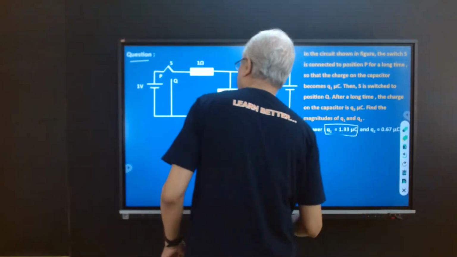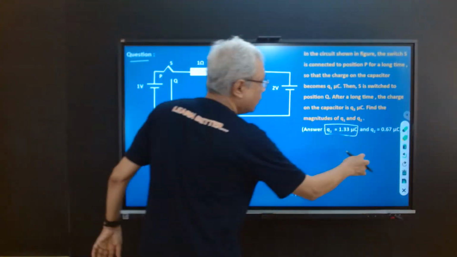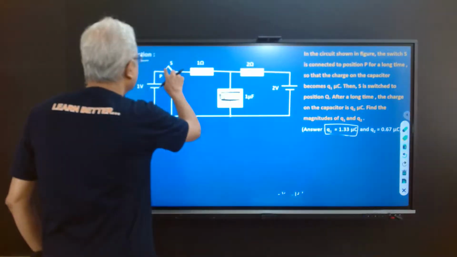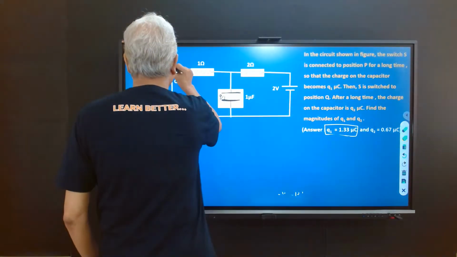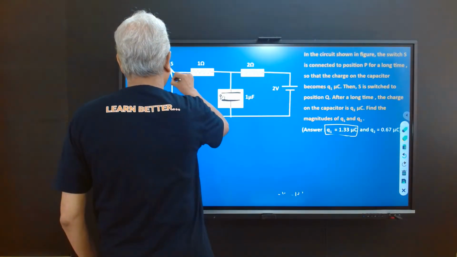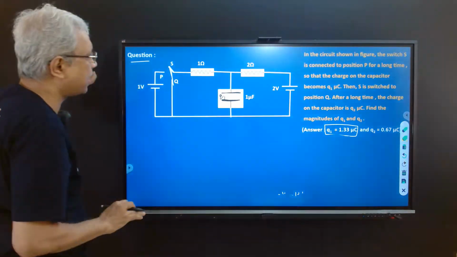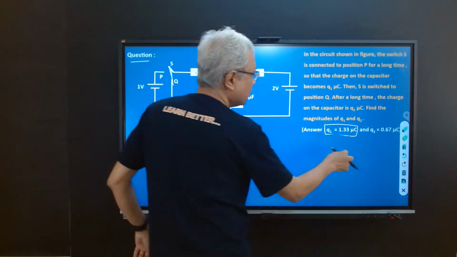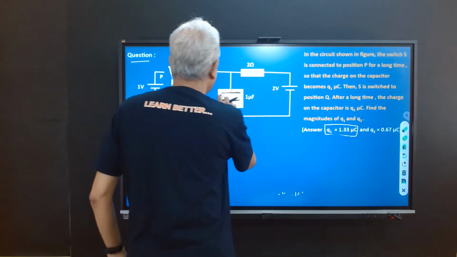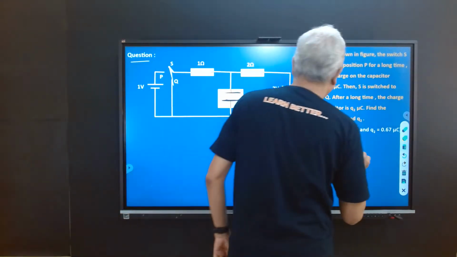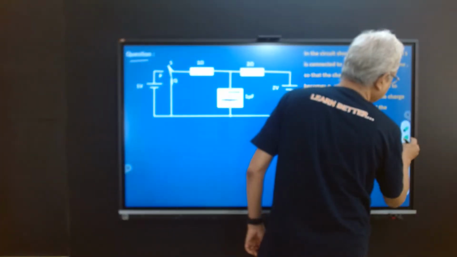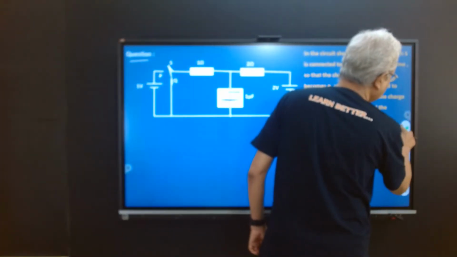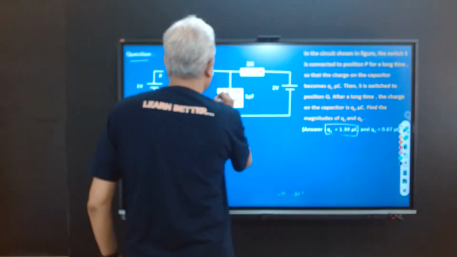So now what happens? This is disconnected and it is connected to, AC is connected to position Q. So this battery is bypassed basically. And now after a long time, actually what happens? The charge of this condenser becomes Q2. So it is Q2.